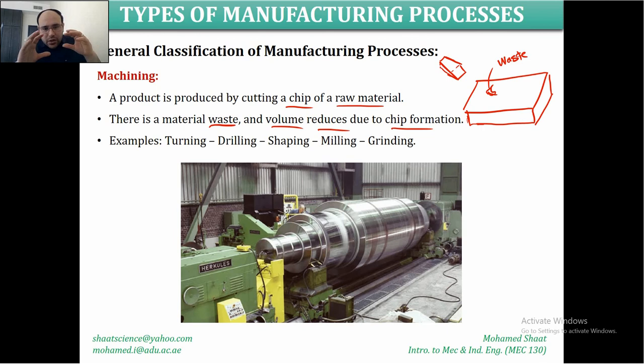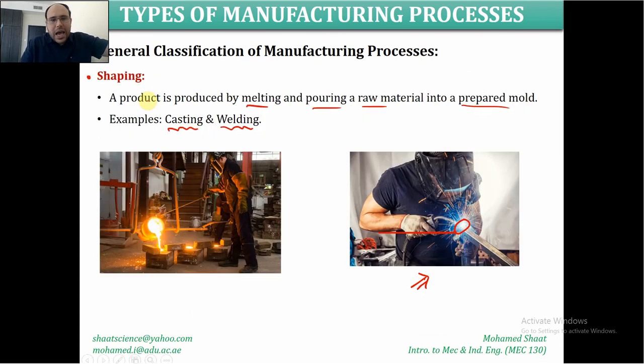Any process that involves cutting a chip from the raw material to end up with another product will be counted as a machining process. Make sense? Examples of these are turning, drilling, shaping, milling, and grinding. Don't mix the shaping process, as one of the processes used for machining, with shaping as a general category of lots of other manufacturing processes. Shaping here involves casting, welding, and other things.